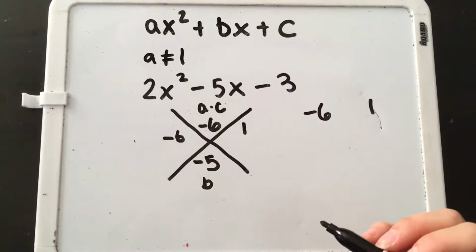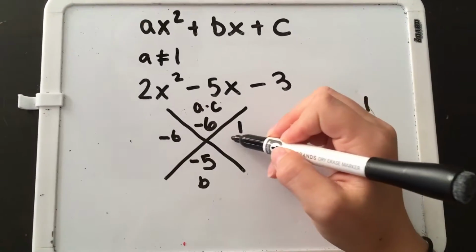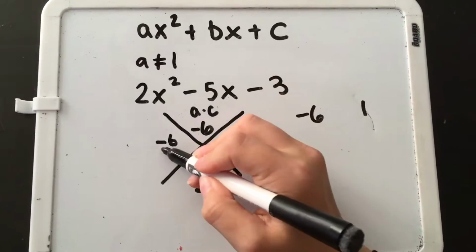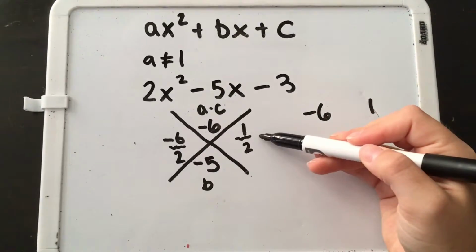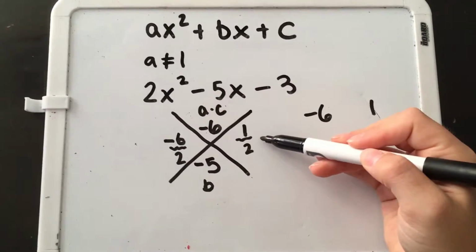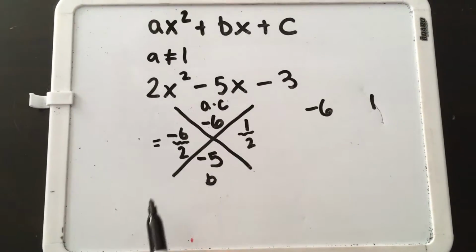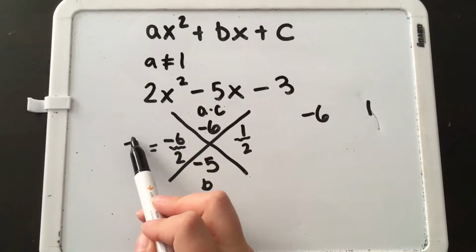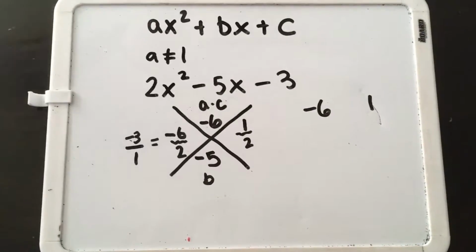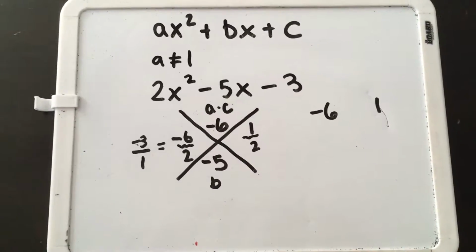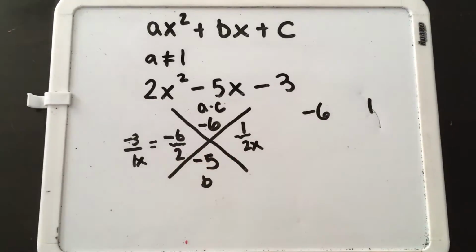Now the trick to doing problems where a does not equal 1, we're just going to put the a term underneath the factors, kind of like a fraction. Now, is this a reducible fraction? Nope. But this one's reducible, so I'm going to reduce it. Negative 6 divided by 2 is just negative 3, but I'm going to leave a 1 in the bottom, and you'll see why. Now, the only thing left to do is to add an x to our denominator terms.